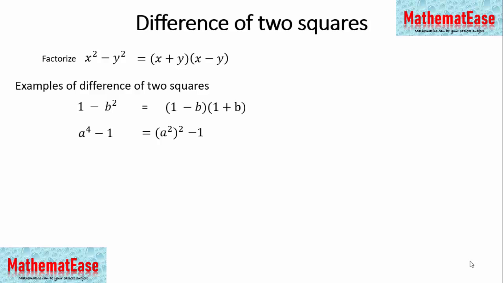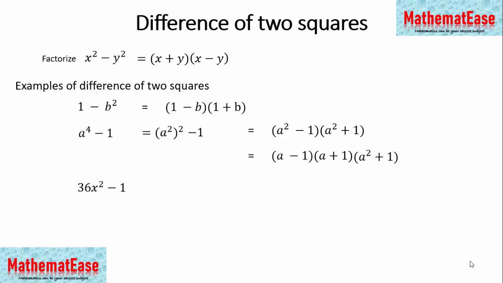Then if you look, this is the difference of two squares. So it will give me this as the answer: (a squared minus 1)(a squared plus 1). But note that this one, a squared minus 1, is also a difference of two squares, so I need to break it down. So a squared minus 1 will give me (a minus 1)(a plus 1). Then I put this second one behind. So that is my final answer for that.